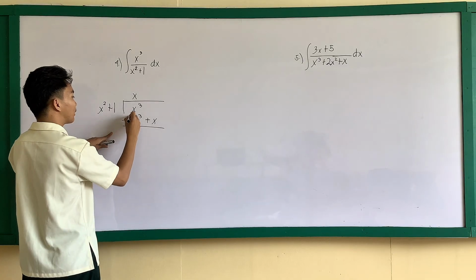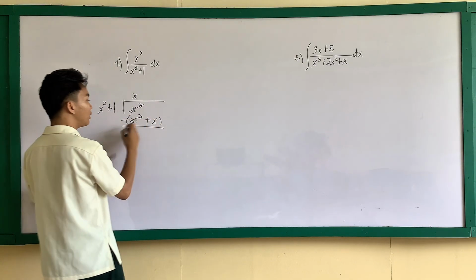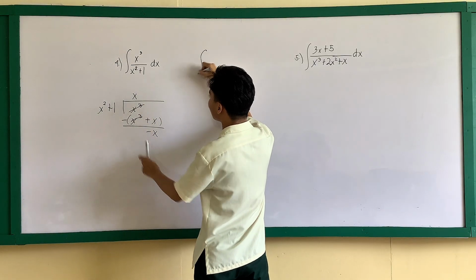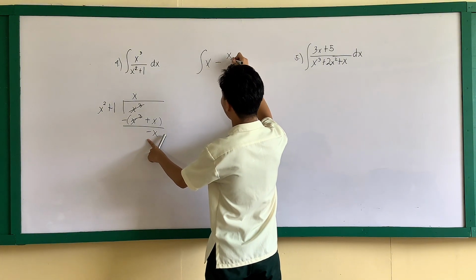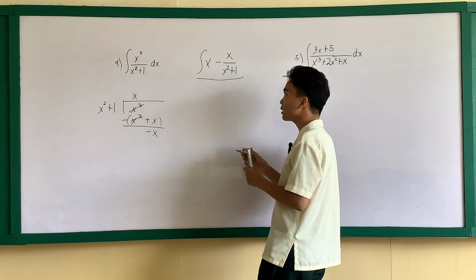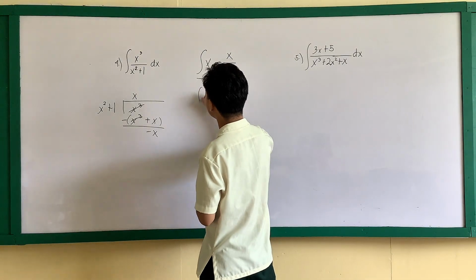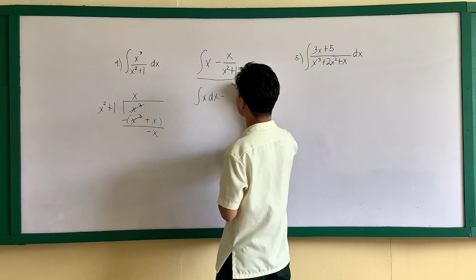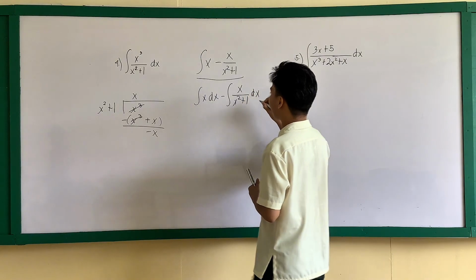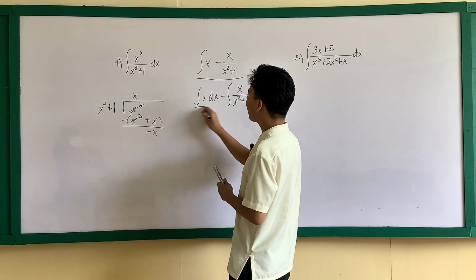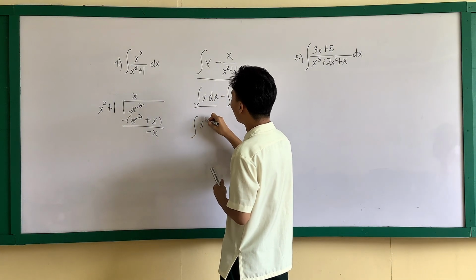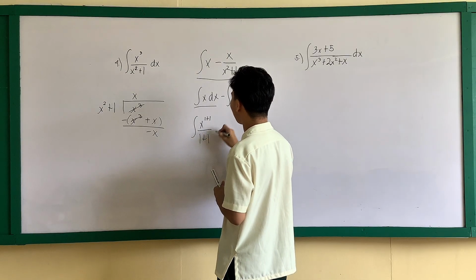Now we need to subtract it. So x cubed cancel na and bring down the negative x. So now we can rewrite our new problem, which is x minus x over x squared plus 1. So this is now our new problem. It's more easy to integrate. So hiwalayin muna natin x dx minus x over x squared plus 1 dx. So dito, gagamit tayo ng power formula. So, x to the 1 plus 1 over 1 plus 1.